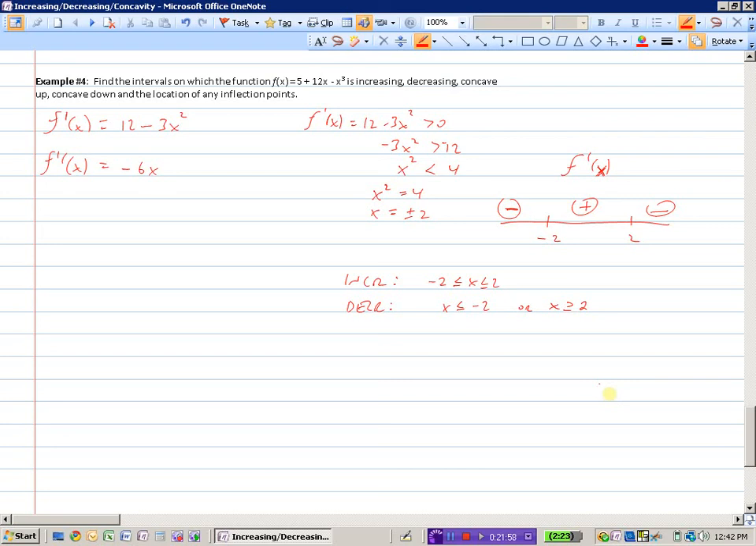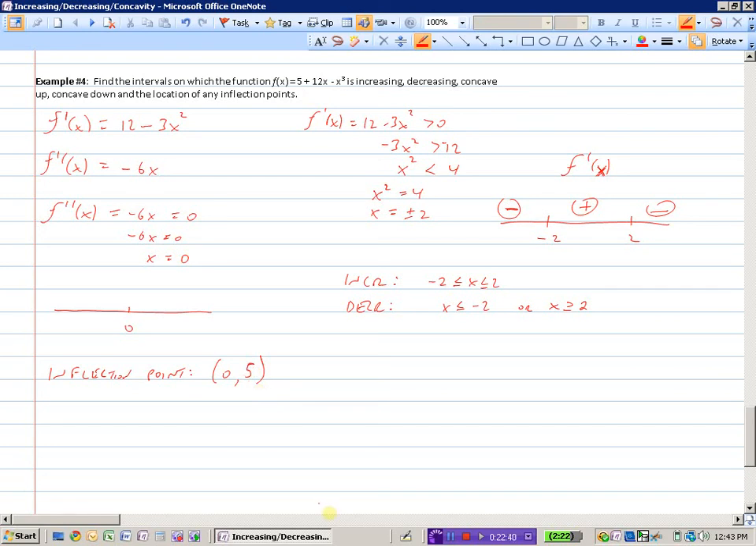Now looking at the concavity, I need to work with my second derivative. So where is the second derivative equal to 0? This would be our inflection point. So negative 6x equals 0, divide by negative 6, and of course we get x equals 0. So here is our inflection point. It has an x value of 0. If I want to get the y value, I simply put it back into the function and we would get a y value of 5. So the inflection point is at 0, 5.